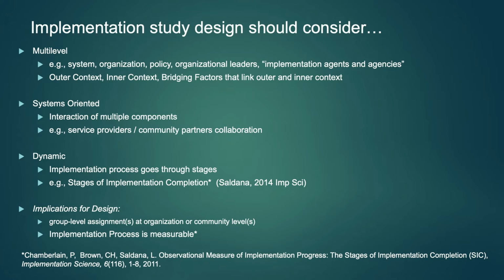Implementation science is system-oriented, with multiple components and multiple stakeholders. It is dynamic and usually operates through phases of a process. There have been recent developments in measures, such as the Stages of Implementation Completion, to address and assess that. In design, we have to think about our implementation strategies, how we're going to test those, and at what level. Is it a team level, an organization level, or more broadly at community or state levels? But the implementation process is measurable, and you'll see in my slides that I have references where you can find more detail.